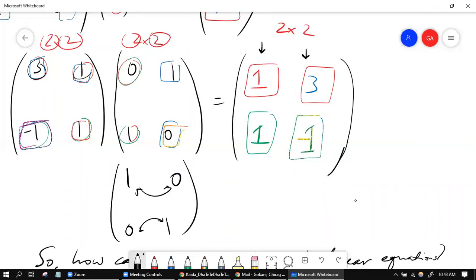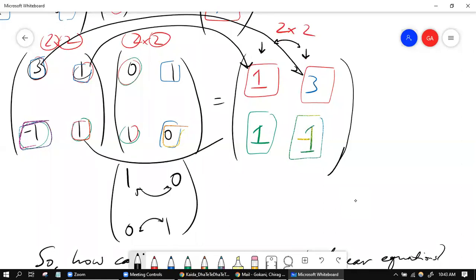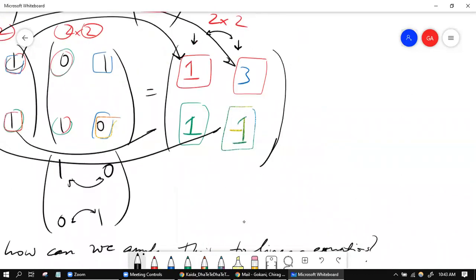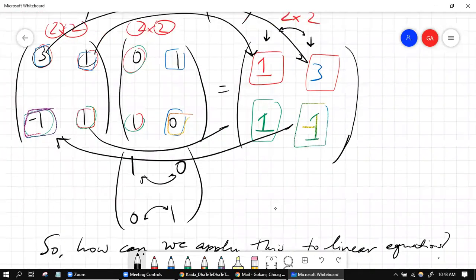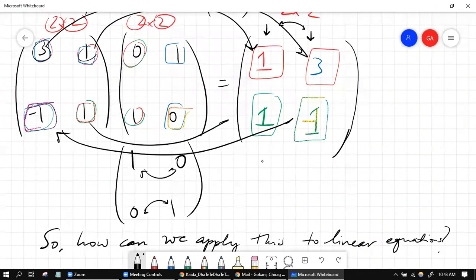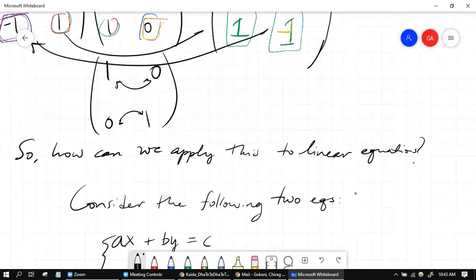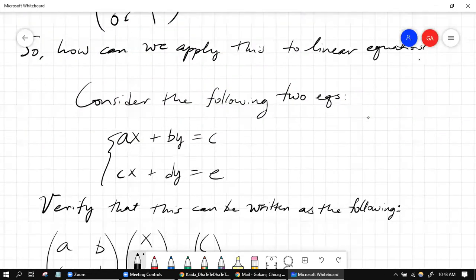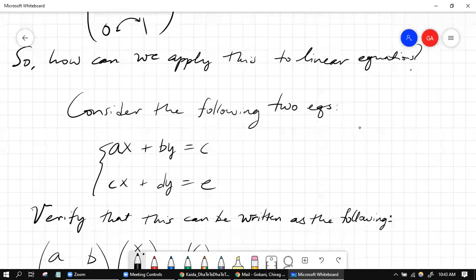So the original matrix had these flipped, so the 1 became here, and the 3 became here. If we can memorize these properties without even having to do the work, in fact, it'll just happen by itself. When you see this matrix, you'll be like, oh yeah, that just means flip the rows and columns. It'll happen naturally. Okay, so how can this apply to linear equations?